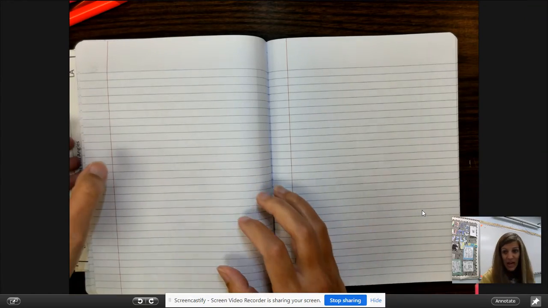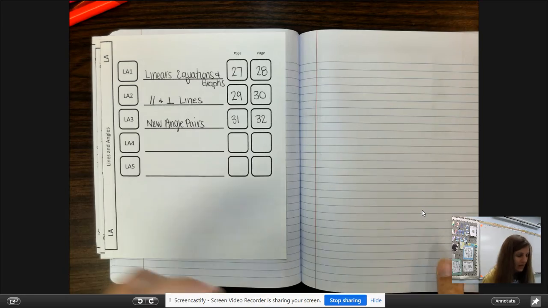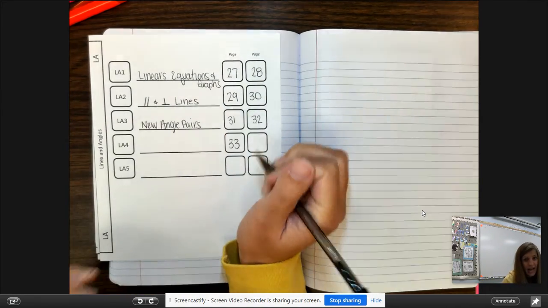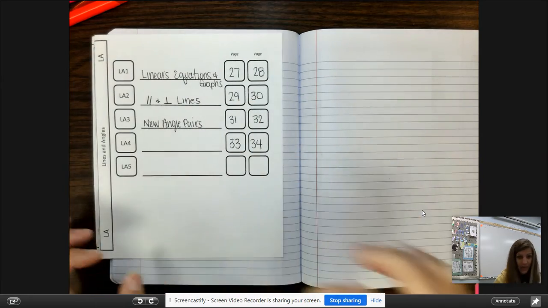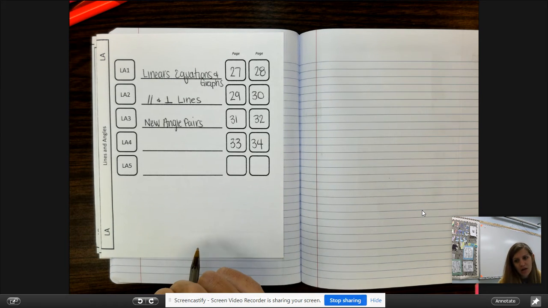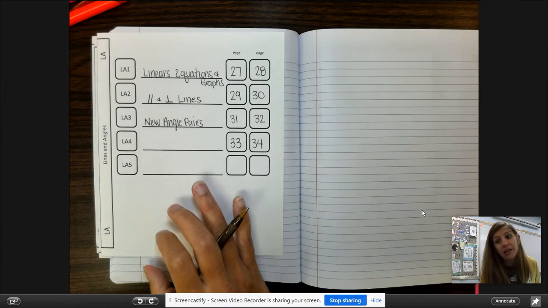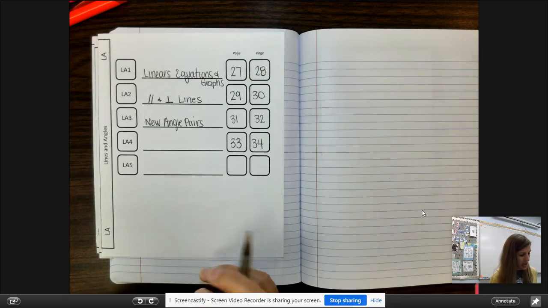All right, guys, we are going to add to our notebook. So in our lines and angles table of contents, we're going to add page 33 for today. But on 34, we're going to write something similar. So we're just going to add one thing today. We are going to be talking about when our two lines crossed by a transversal are parallel, what happens to all of those new angle pairs that we just discussed.